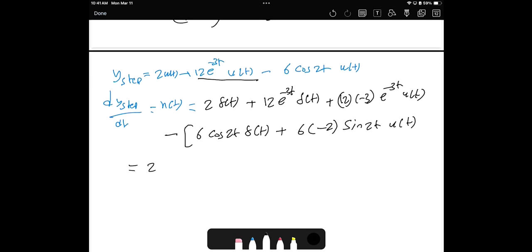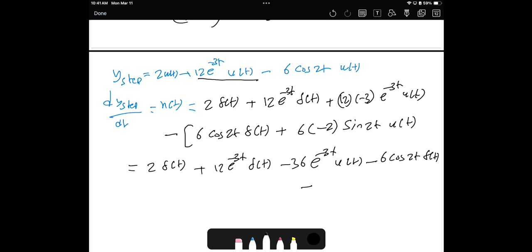So it will be 2 delta of t plus 12 e power negative 3t delta of t plus 12 times negative 3, which will be negative 36, e power negative 3t u of t, minus 6 cosine 2t delta of t, then plus here negative 6 times negative 2 times 6, negative 12, then with the negative it becomes positive, plus 12 sine 2t u of t. Okay?